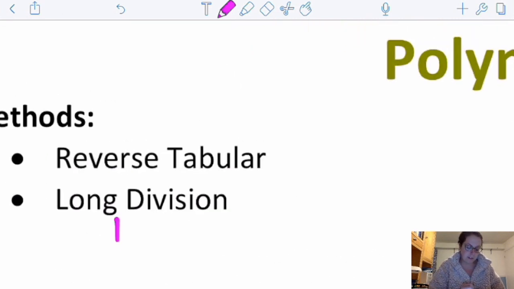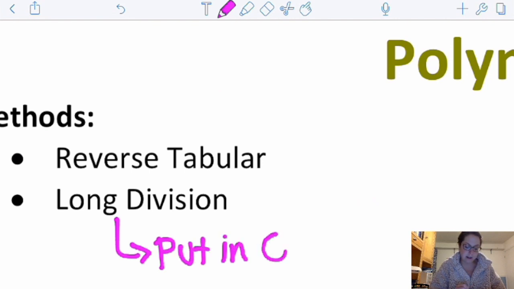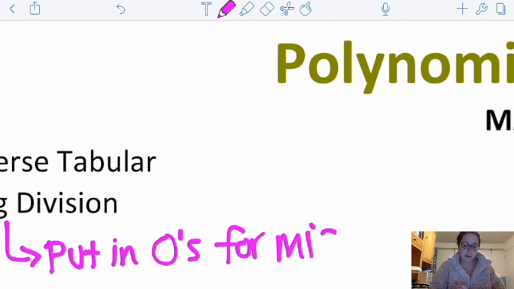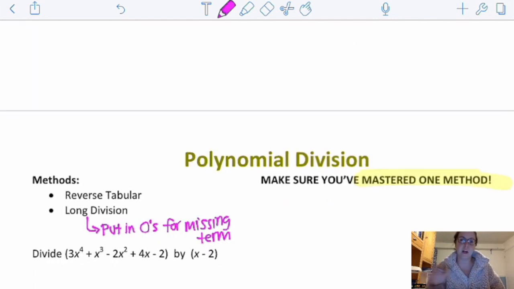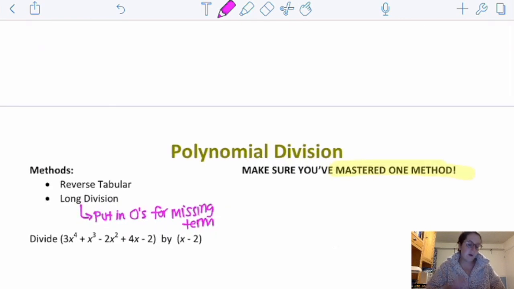If you like long division, make sure that you remember to put in zeros for any missing factors, right? If you have a missing term, you want to make sure you put a 0 in for that, and we'll talk about that in a second. So I'm going to do the first one with the reverse tabular. The second one I will do with long division. So we've got a little rundown of those. But again, if you have questions as I'm doing this, shoot them to me and I'm happy to answer them.